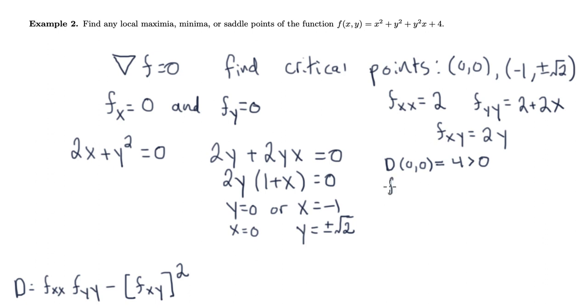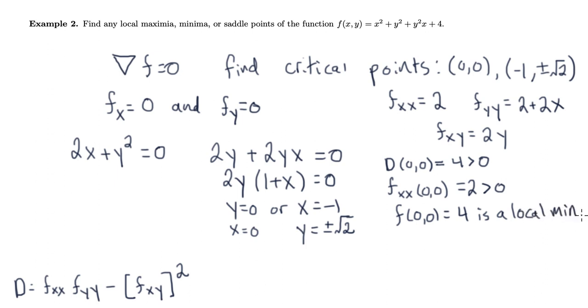And now because fxx of 0, 0 is 2, which is greater than 0, I can conclude that f of 0, 0, which is 4, is a local min by my second derivative test. So my d at 0, 0 is positive. My second derivative of x evaluated at 0, 0 is positive. So this point is where a local min occurs, and that local min is actually 4.